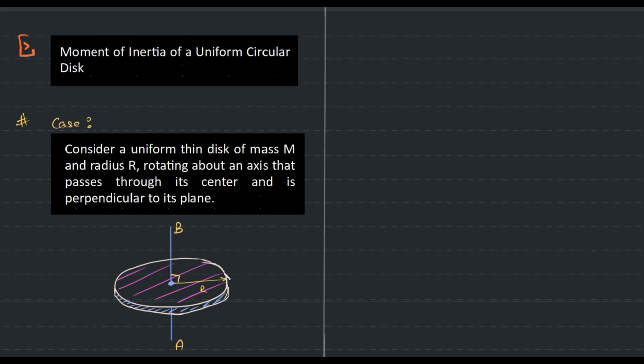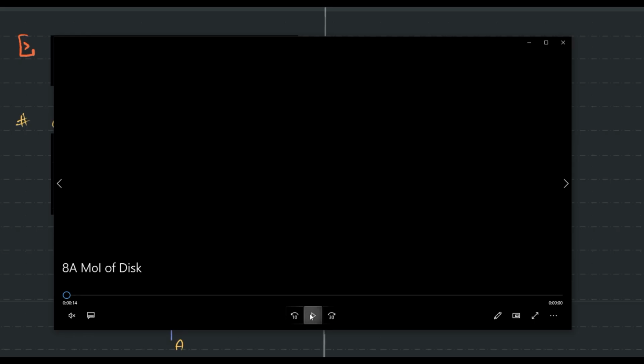This is the scenario. Now the center, I'll consider this as O. Let's start off. So obviously we are going to make use of I is equal to r square dm. So we need an expression for r and dm. It has to be a single variable. So for that, let me go to this animation.